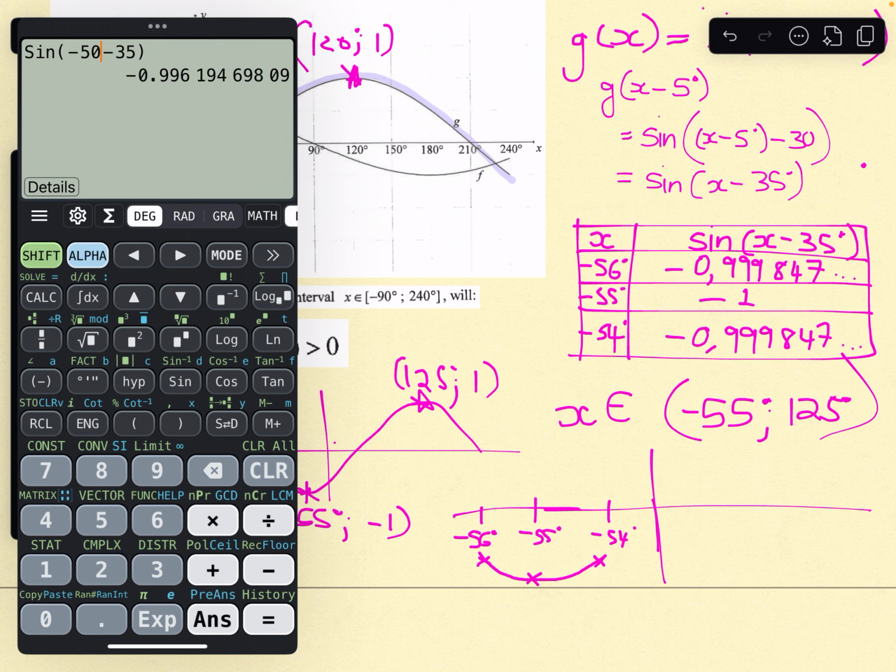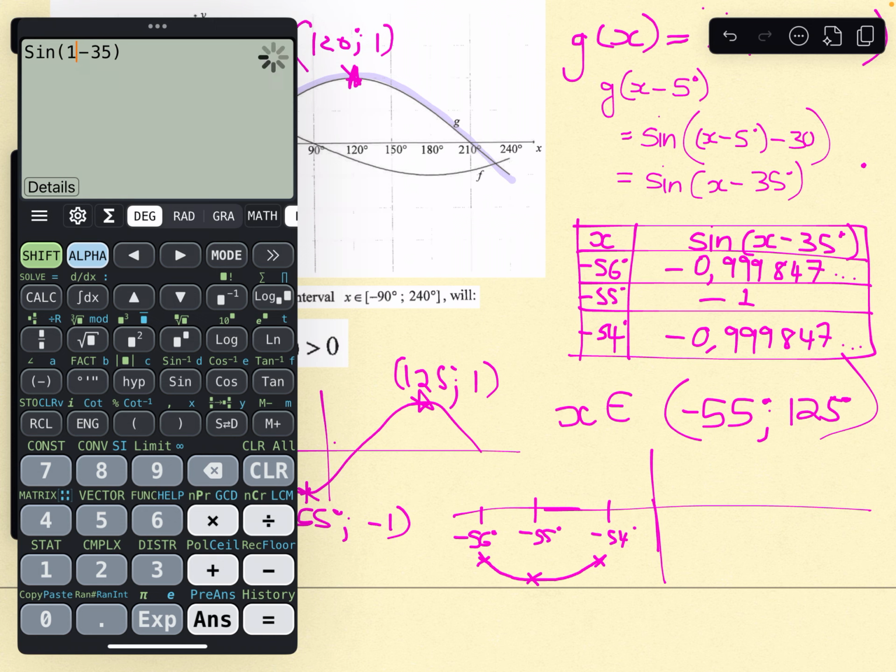And then if we look at what's happening around 125, we're going to see the opposite. If we look at what happens just before 125, so 124, we end up with 0.999847. And then at 125, we end up with a 1. So now we've gone from 0.99 to positive 1. And then if we go to 126, we should see it coming back down. And we see that it is coming down indeed.